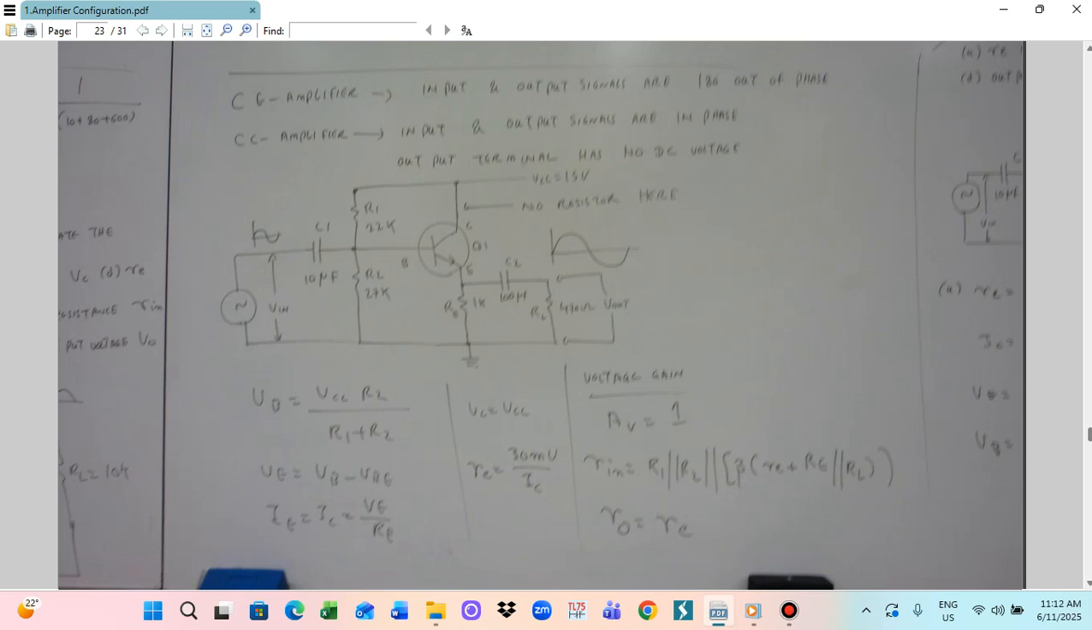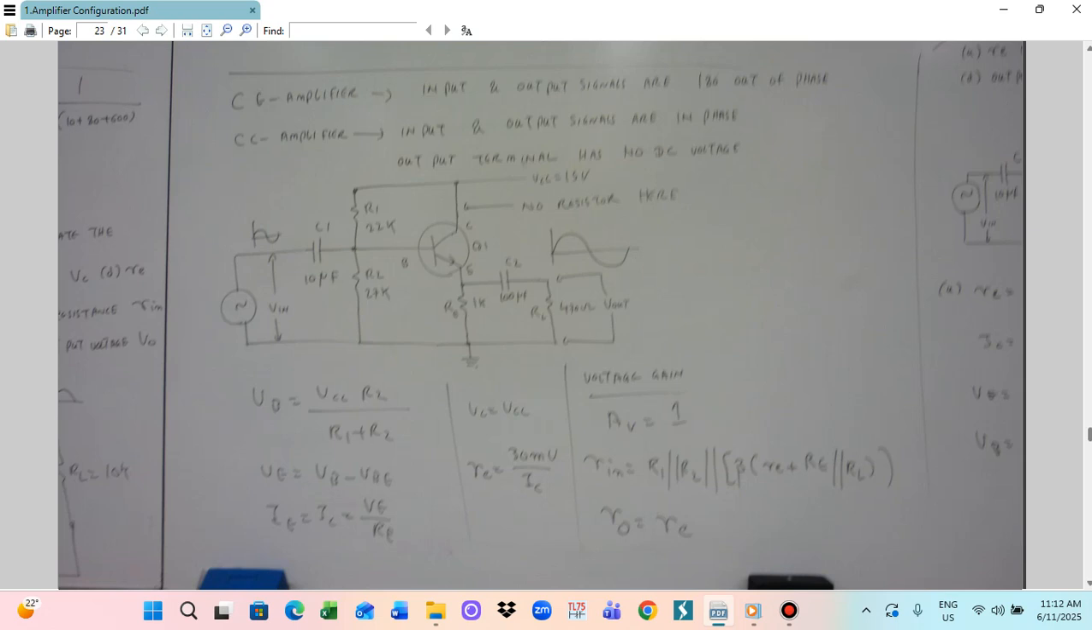So these are the formulas for the common emitter amplifier and the common collector amplifier. Small RE is the same formula, 30 millivolt divided by IC. So this is the small RE formula. Also, we can calculate the output resistance. If we want R out in this formula, R out is equal to RE. This is for the CC amplifier.